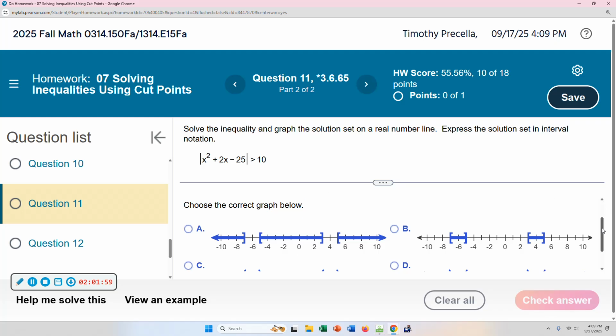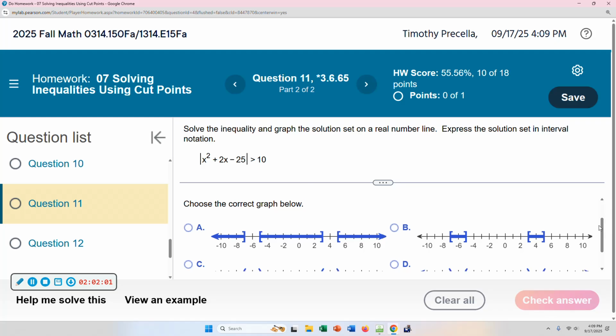Now, I want to go back to what we, wait a minute. Here they want us to choose the correct. You better make it small. Oh, shoot, Mike. Yeah.